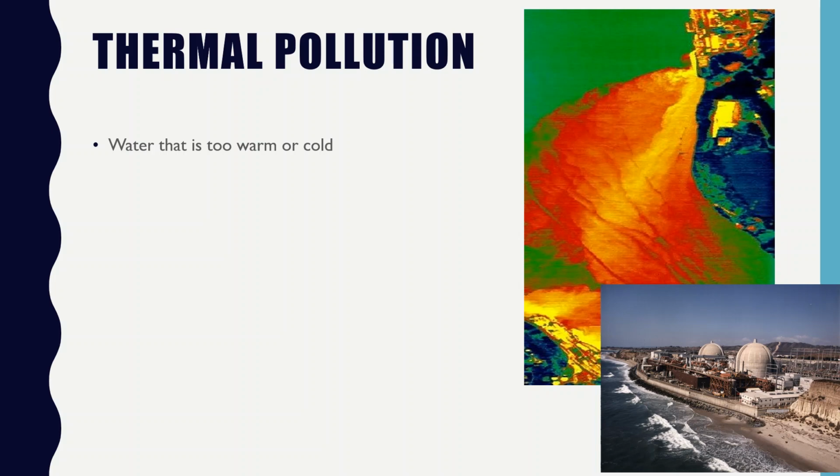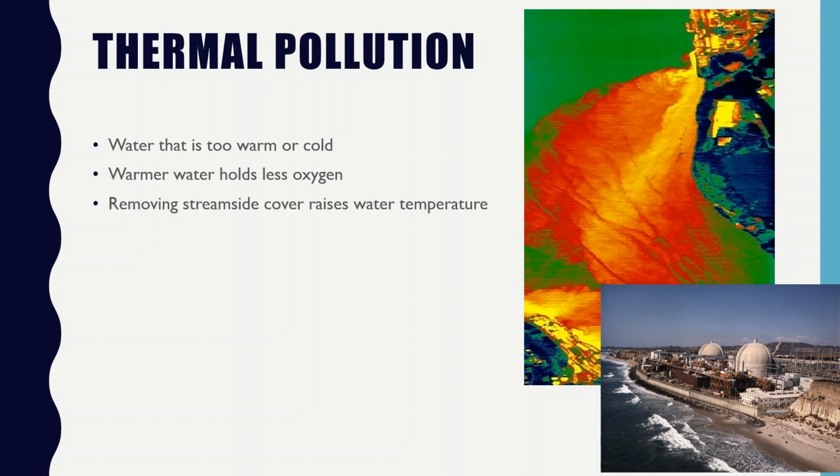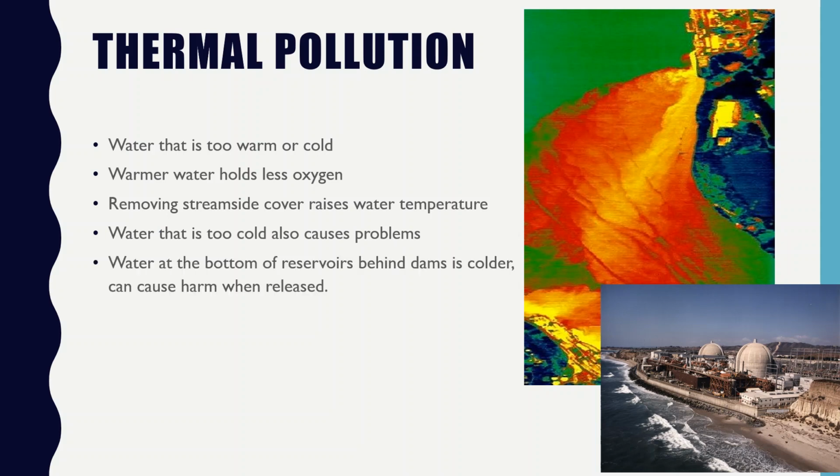And removing streamside cover in addition, so removing that riparian or right next to the river vegetation, you're exposing it to more sunlight and you can raise the temperature. Water that is too cold also causes problems. Water at the bottom of reservoirs behind dams is colder, and that can cause harm when it's released. Most wildlife has very specific temperature restraints, and so we can really damage those ecosystems when we release water that is too warm or too cold into that ecosystem.